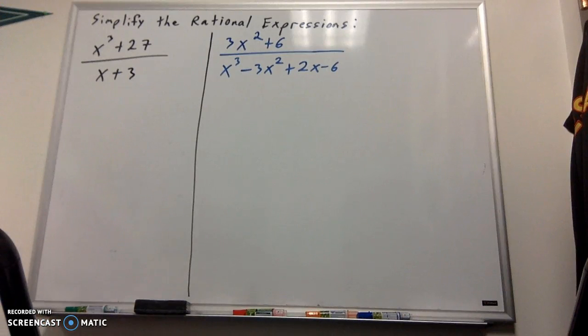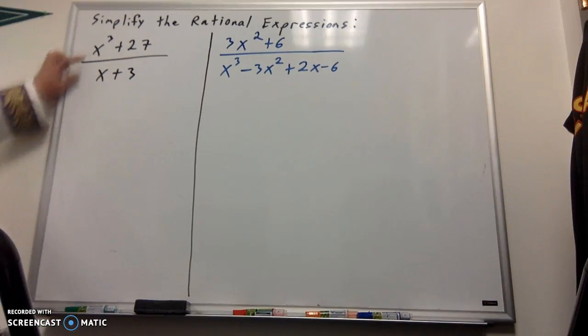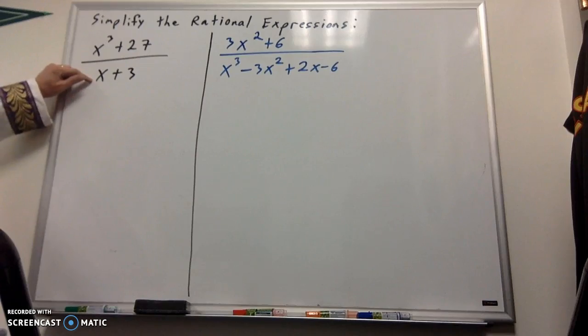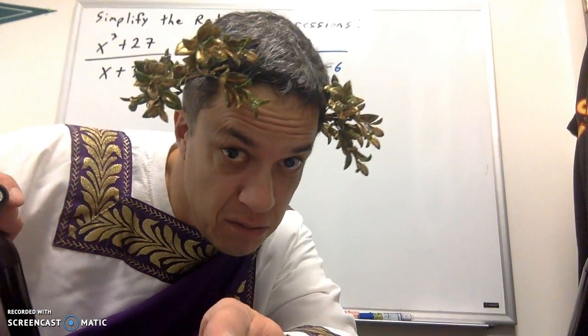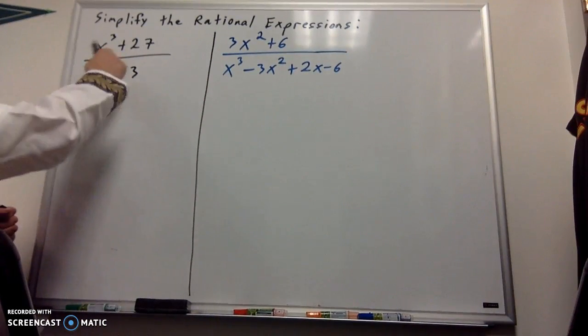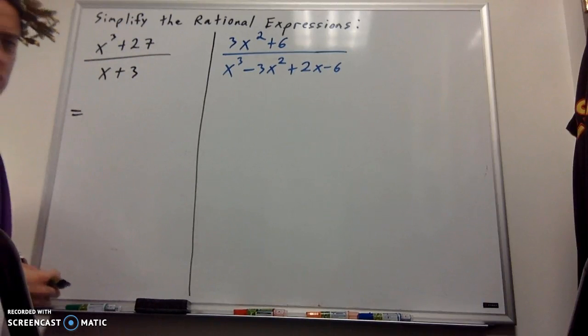So, we're simplifying rational expressions. x cubed plus 27 over x plus 3. Let's do this one first. And if you're thinking of reducing the x cubed with the x here, don't, or I'm going to sick Brutus on you. We have to factor the x cubed plus 27.